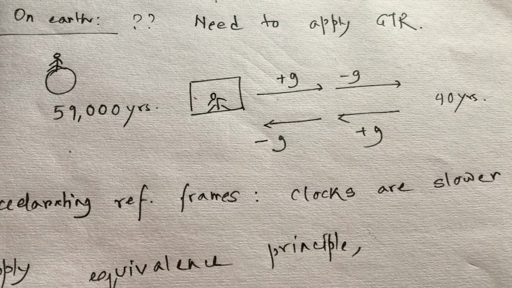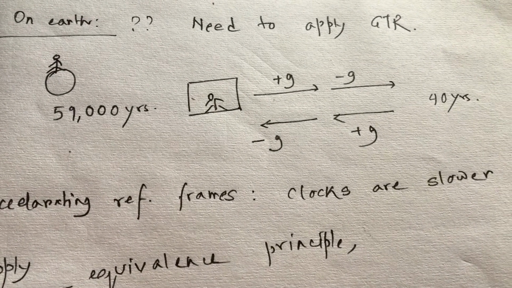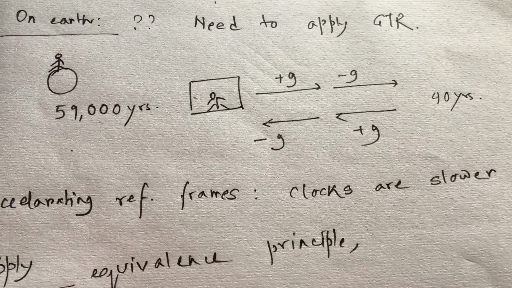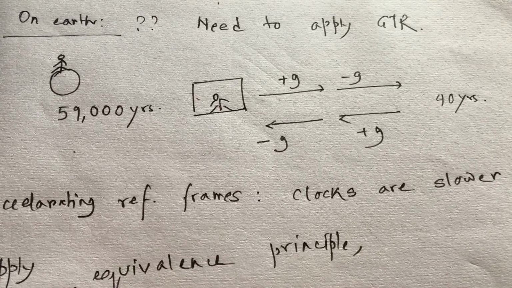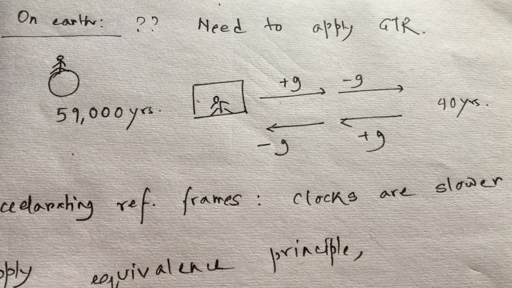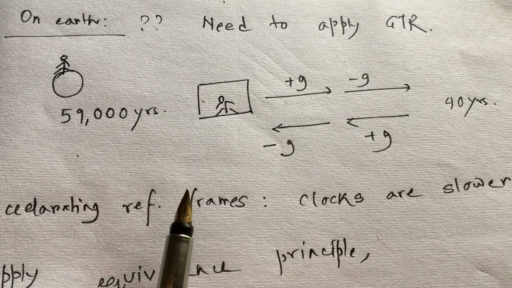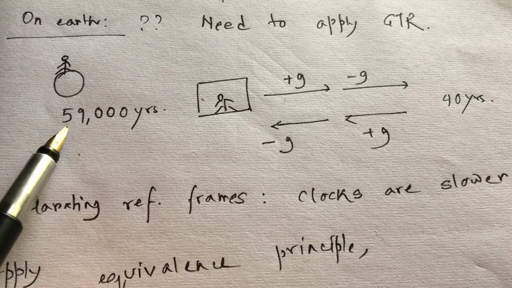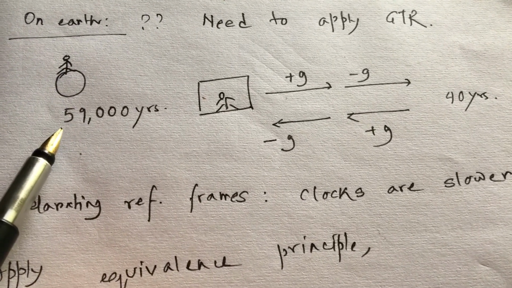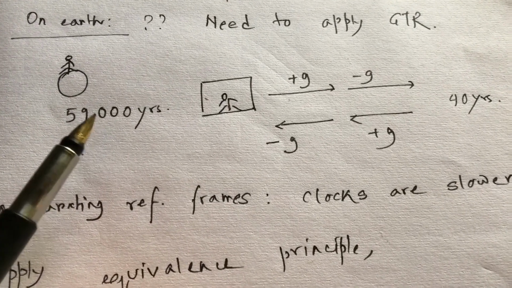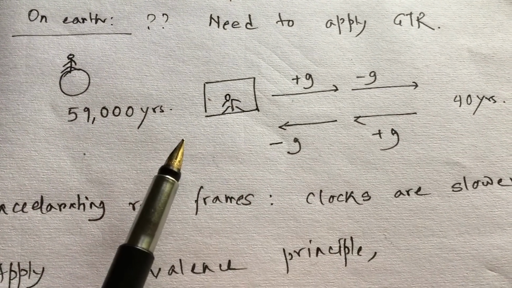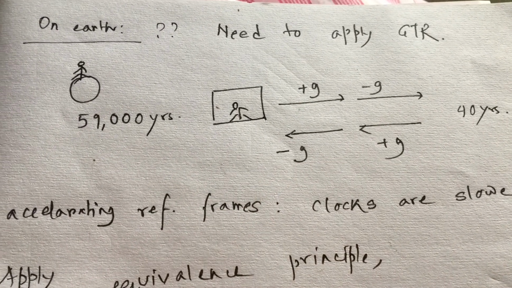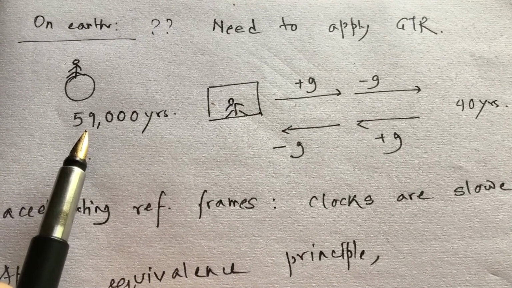There is a book of Cox and Forshaw. You can consult that. There the calculation has been done. I am just writing you the result. So after doing the calculations, the Earth clock, the time on Earth, has traveled already for 59,000 years. So when he returns back after 20 plus 20, that is 40 years, 59,000 years of Earth would have gone.